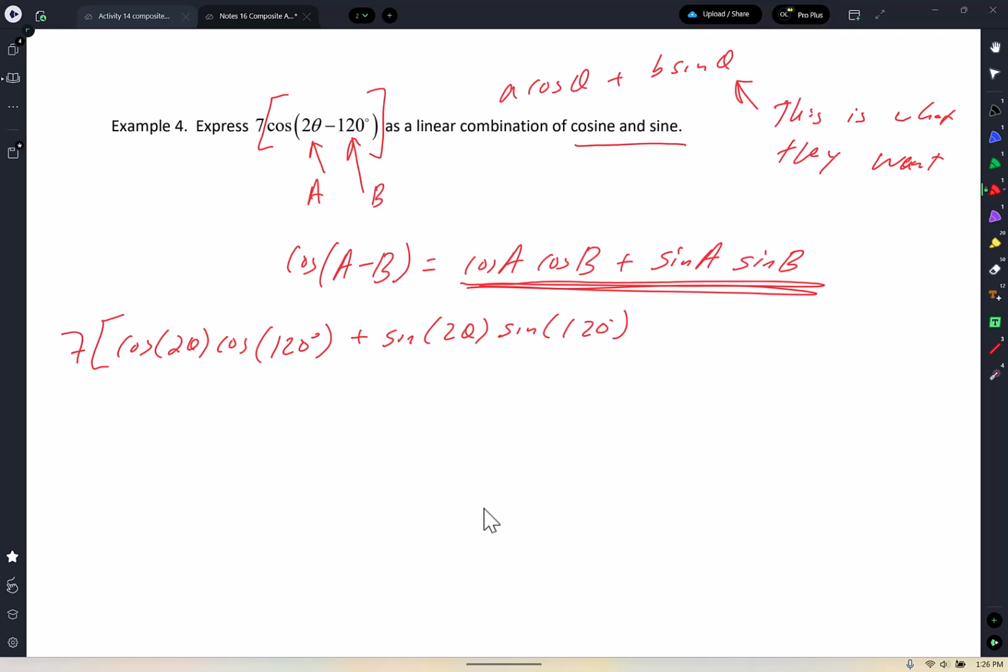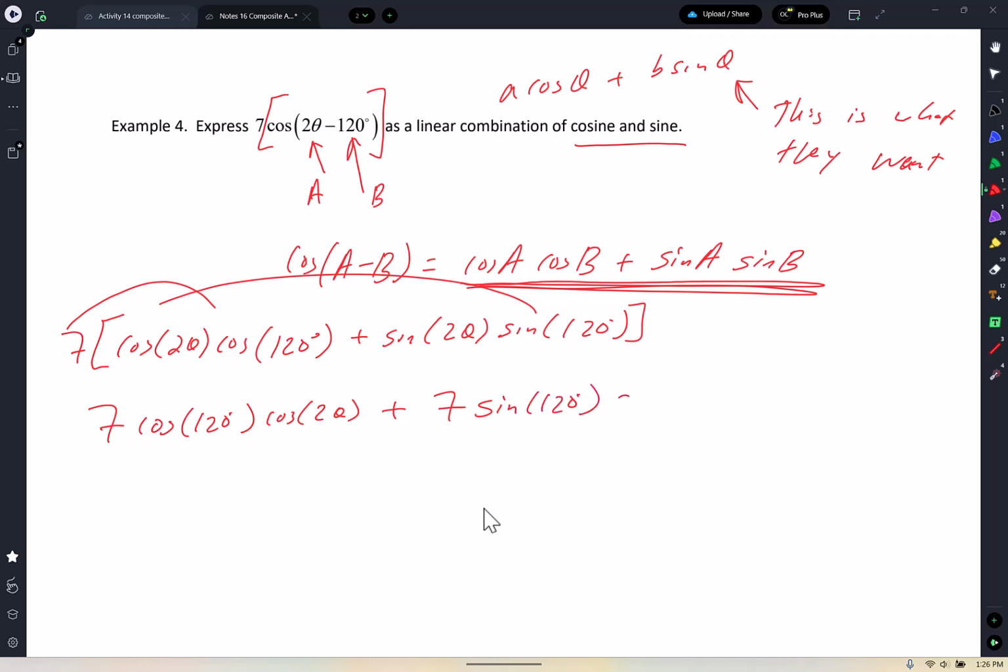And there it is. And then we're just going to distribute that 7, and then put the cosine 120 first. So, all right, 7 cosine 120 degrees. Chav, why did I put the cosine 120 first? Because cosine 120 is an actual number. Cosine of 2 theta plus 7 sine of 120 degrees sine of 2 theta.